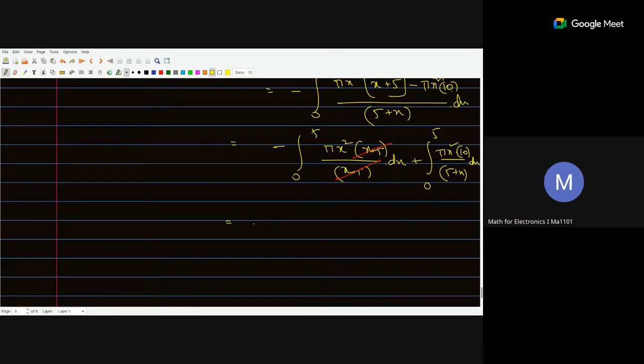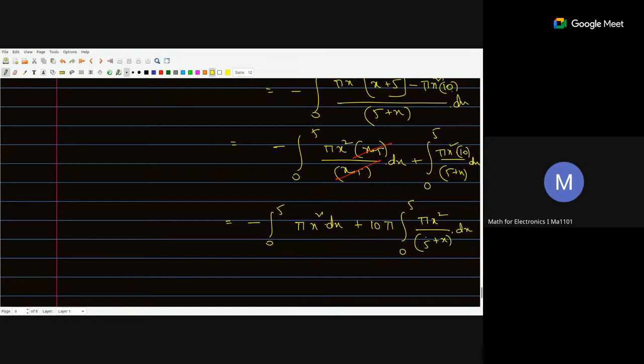After this, we get minus the integral from 0 to 5 of pi x square dx, and this can be computed easily. Plus 10 pi you can take out, integral 0 to 5 of pi x square by 5 plus x dx. Now you do a bit of substitution here.